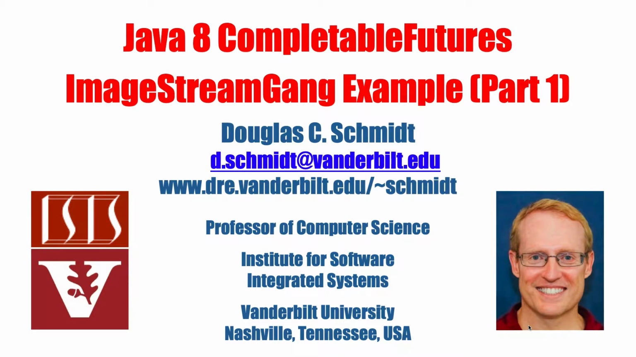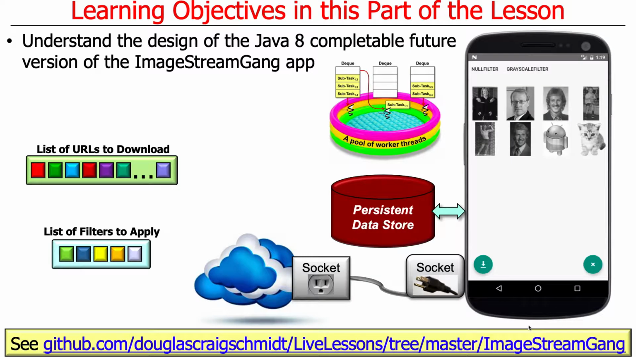So what we're going to do this morning is talk about another, more interesting, more complex example of applying completable futures. And this will be a revision of the ImageStreamGang example we've looked at several times before, except this time we're going to show how to implement the functionality using the completable futures version as opposed to, say, parallel streams that we had talked about earlier.